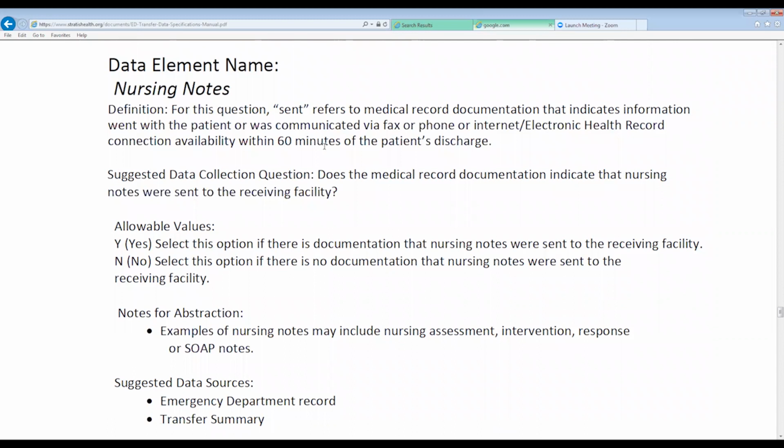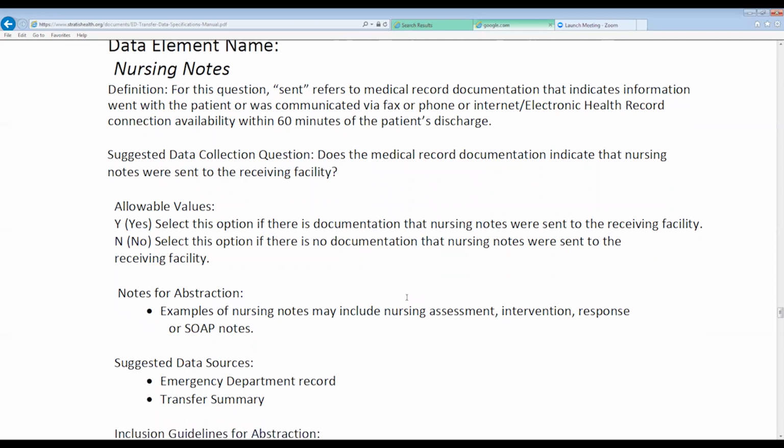Nursing notes, we really don't define what they should be, but the nursing documentation, usually the nurses' stuff, before the physician is seeing them, maybe they've collected some of the history and physical, I shouldn't say H&P, some of why the patient's there, or their medication history or whatever.